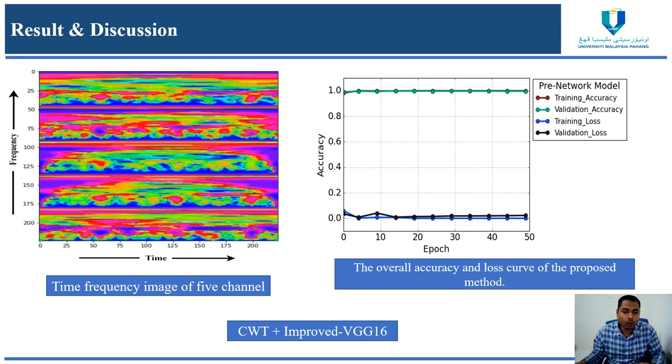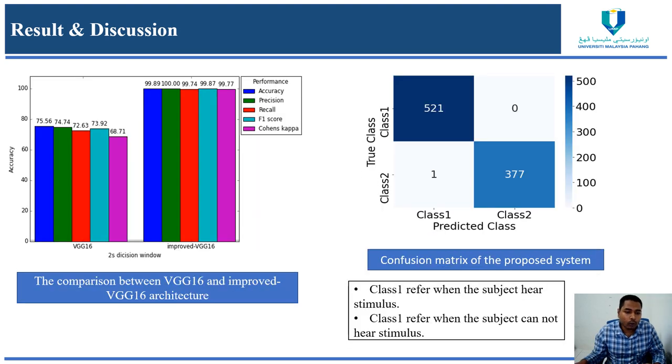The first figure shows the time frequency image of 5 channels, and the next figure illustrates the overall accuracy and the loss graph of the proposed VGG16 model. This model has been trained using 50 epochs with a batch size of 64, and the learning rate was set to 0.0001.